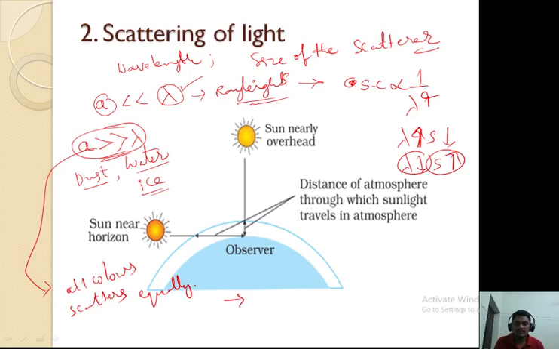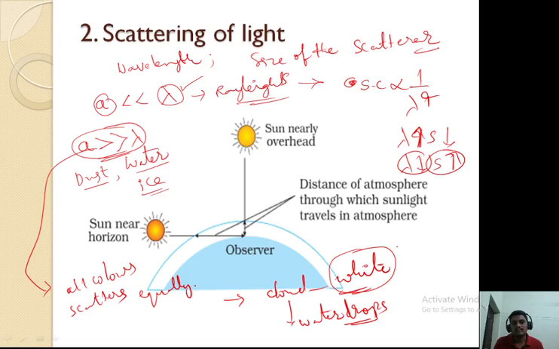An example is the cloud. Clouds appear white because clouds contain water droplets. Their size is very much bigger than the wavelength of light. Then we can see scattering of all colors equally. When all colors are coming equally, then we see white light.